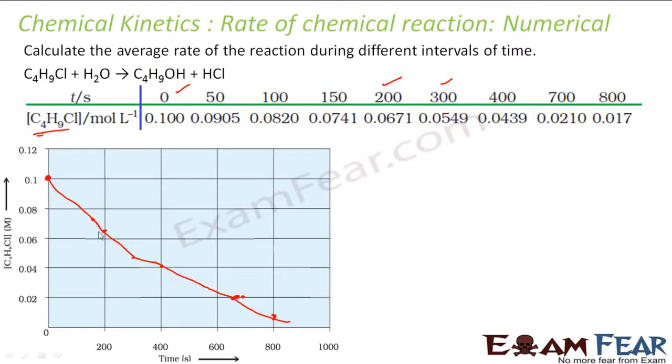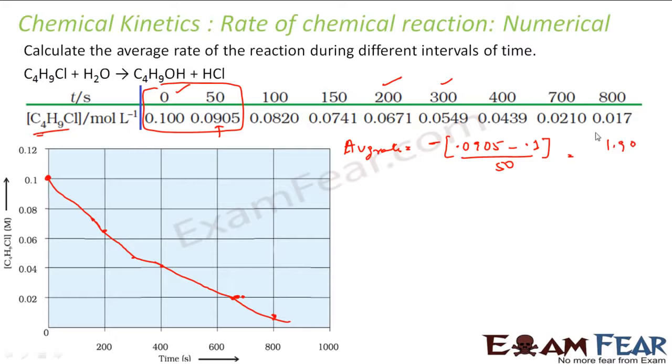But the question is, they don't want us to draw the graph. They are asking for the average rate of reaction during the time interval, this interval. This is one interval, the other interval is this, like that. So let's find the first time interval reaction rate. Average rate is nothing but minus of change of concentration, that is, the final concentration 0.0905 minus the initial concentration 0.1, by the change in time, which is 50. You solve this, you get 1.90. Correct?